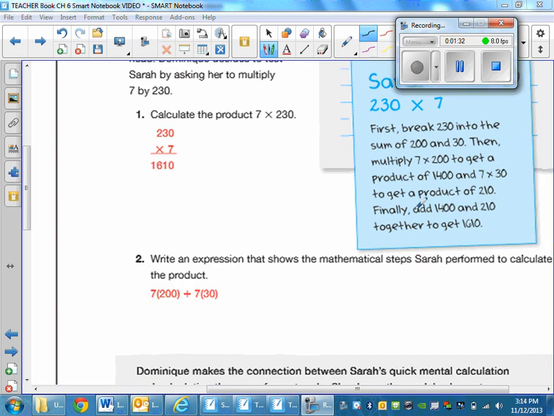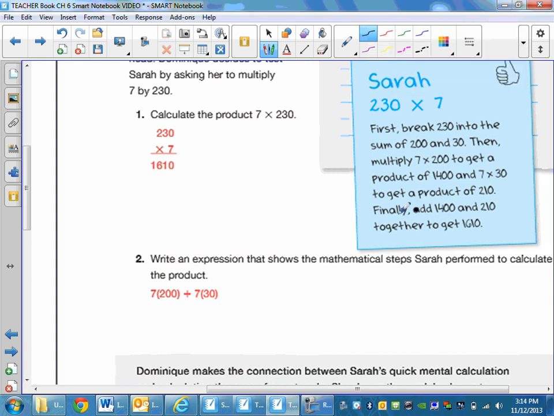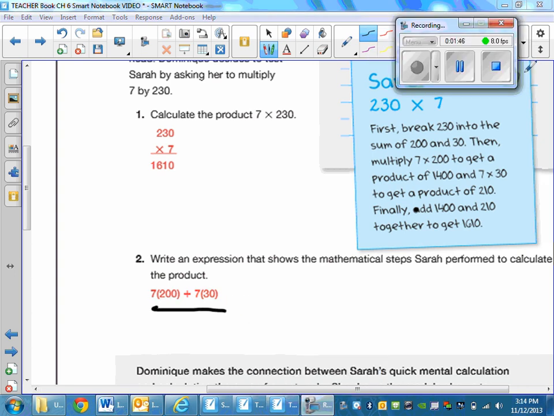Alright, as you can see here, Sarah did 2 steps. First she did her hundreds, and then she did her tens. So what that looks like is right here. So you should have something very similar to this. She broke it down into hundreds and tens, and there were no ones because there was a 0, because it was 230, so she didn't have to worry about the ones place.